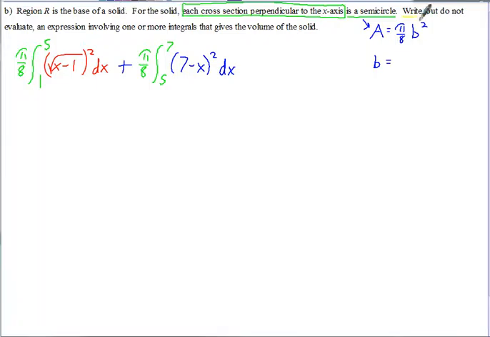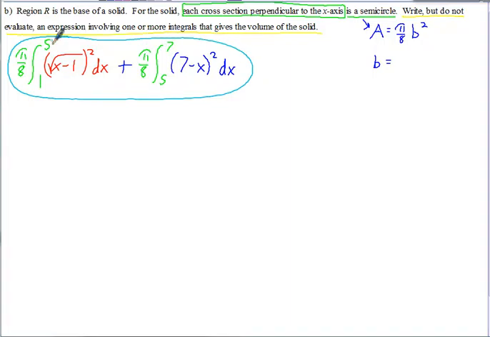But it says write but do not evaluate an expression involving one or more integrals that gives the volume of a solid. So all we had to do was set it up, basically. We don't have to work it out. If you do work it out, it's not wrong, it's just not necessary. That's all it's asking for, just to set it up. All right, let's take a look at another example now.